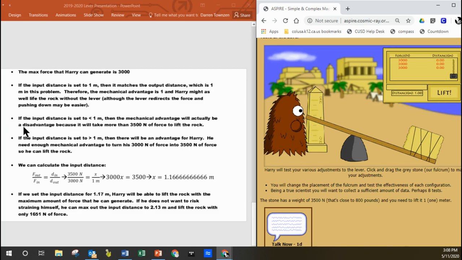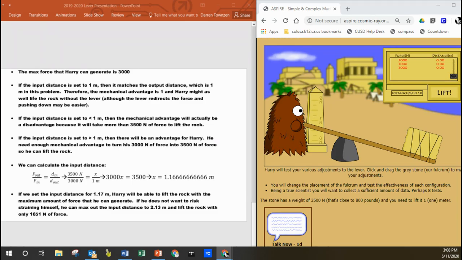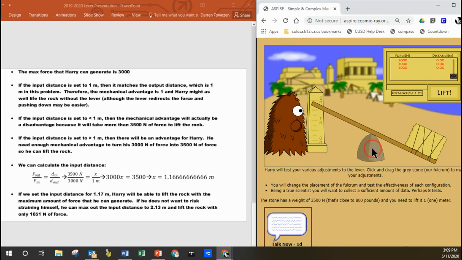So now right here, if the input distance is set to less than 1 meter, then he actually doesn't have a mechanical advantage. It's actually a mechanical disadvantage. In this particular case, he's going to have to apply more than 3,500 newtons of force to lift the 3,500 newton rock.